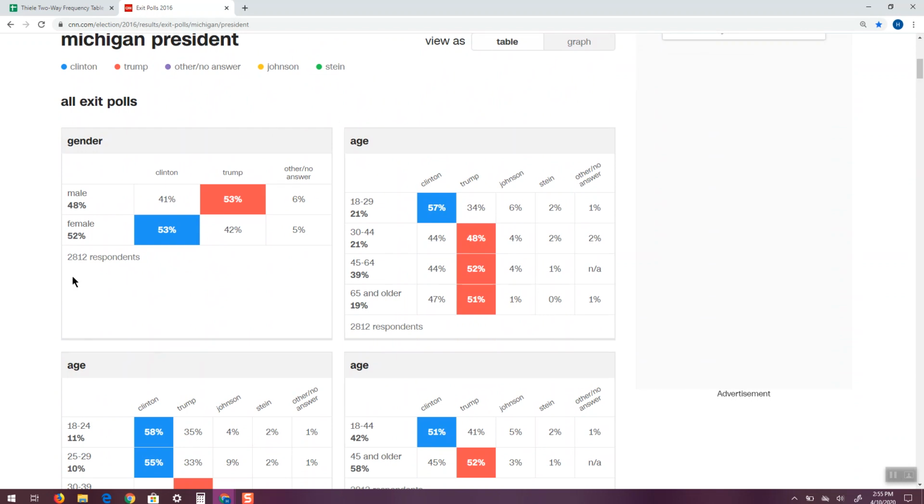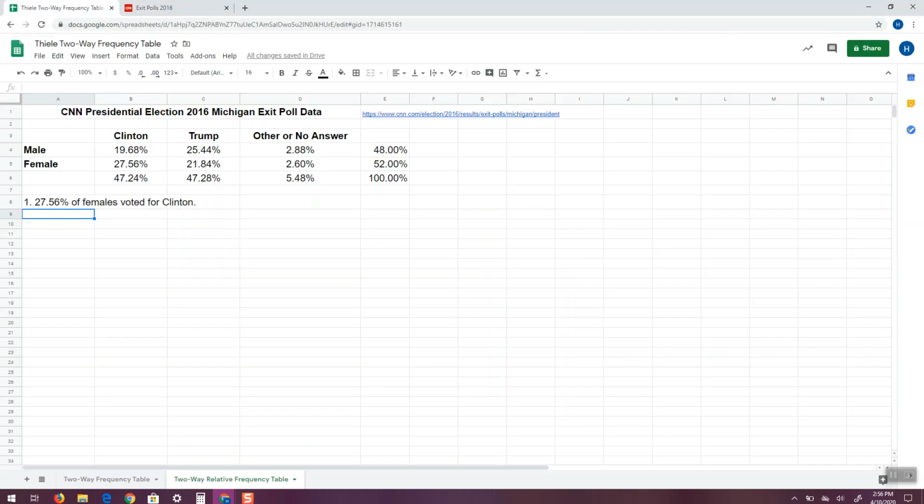So they told me that 2,812 of the respondents, the people they interviewed after voting, 48% of those were male, and of that 48%, 41% voted for Clinton. And then 52% of those people that they talked to after voting were female, and of those 52%, 53% of them voted for Clinton. So I took that data, I went into Sheets, and I just made a simple table.